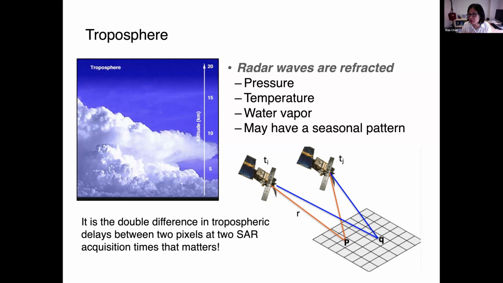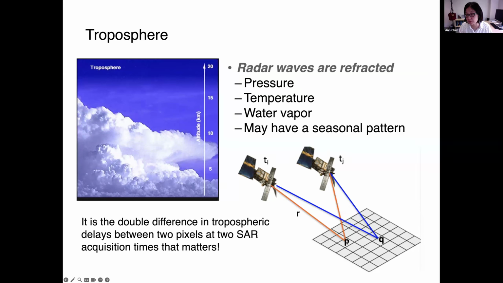It's important to know that while this delay is big, given that these two satellites are very close to each other, most of the delay between these two passes is similar. So it's only the difference of the tropospheric delay between the blue path and the orange path. It's a double difference that matters. That said, although the absolute tropospheric noise can be big, the tropospheric noise that matters to the interferogram depends on how big the site is.